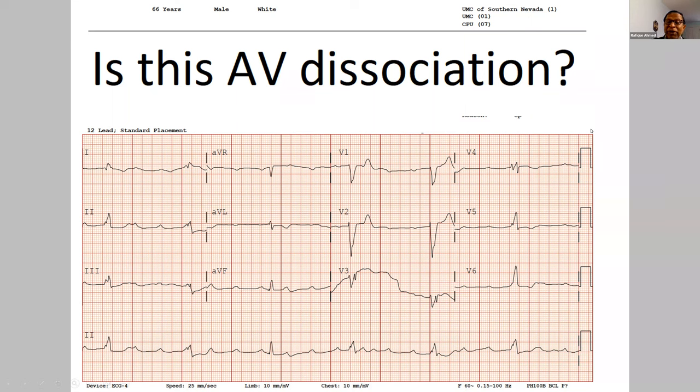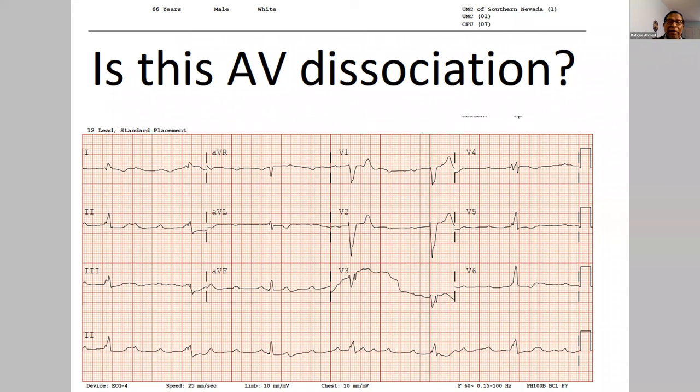This is of theoretical interest and curiosity: in a patient with complete right bundle branch block, how can you have a junctional escape? The reason I'm saying it's a junctional escape, if you look at the initial R wave in V1 and V2, it's narrow. And if you look at V6 and lead one, it looks almost like a typical left bundle branch block pattern. So this is interesting.